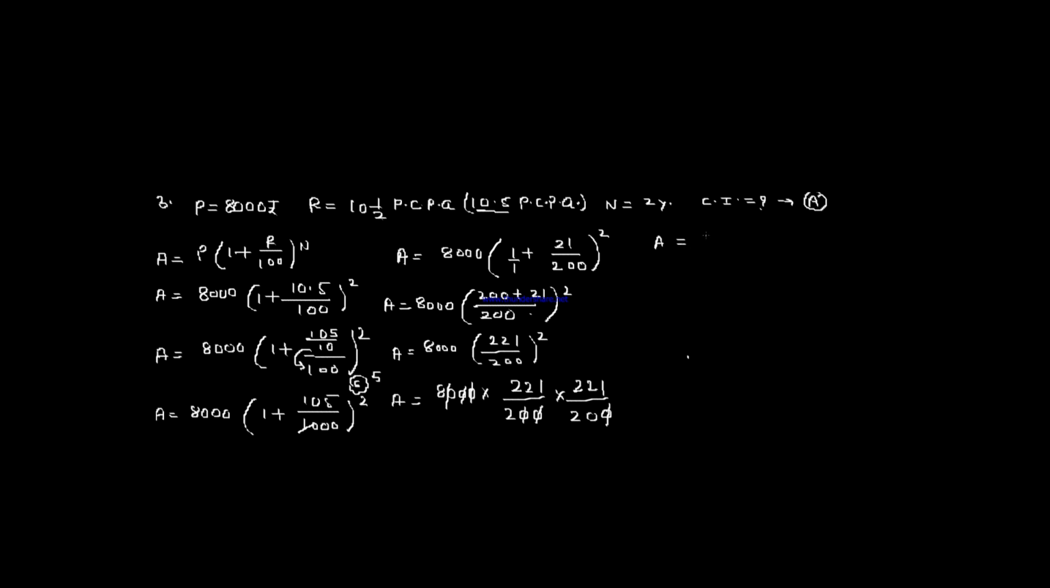So what else are we having? We are having 8, then 221, then 221, and then here 2, and there is a 20. I can divide this thing. 2 4s are 8, and I can also do this thing now. 4 5s are 20, right? So finally I am getting 221 into 221 divided by 5. So right now I am not having any option.